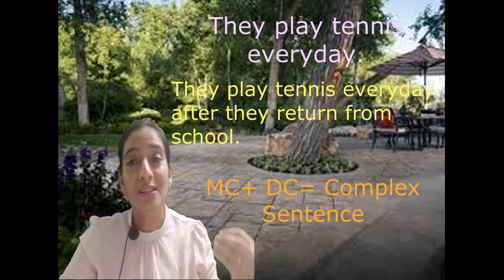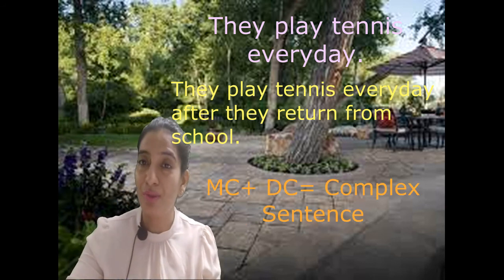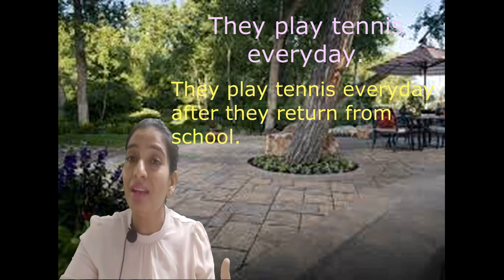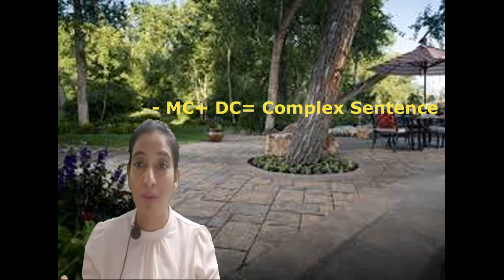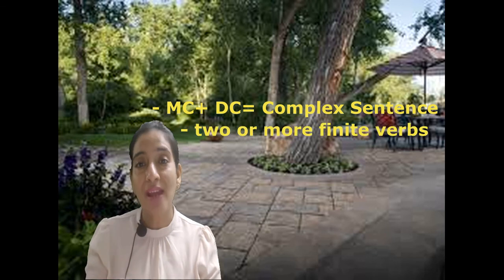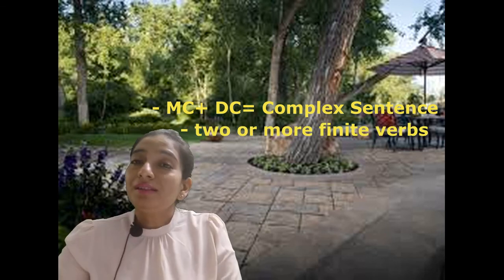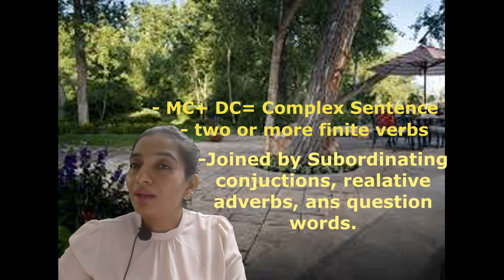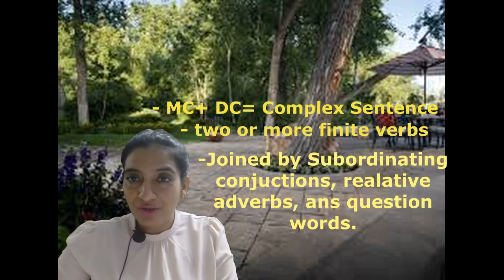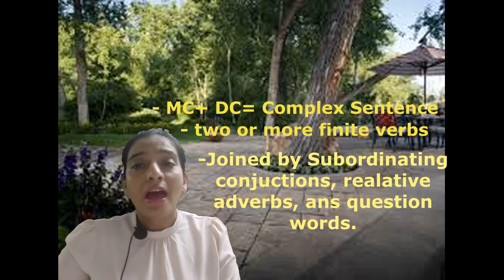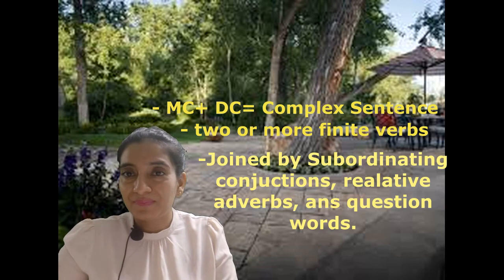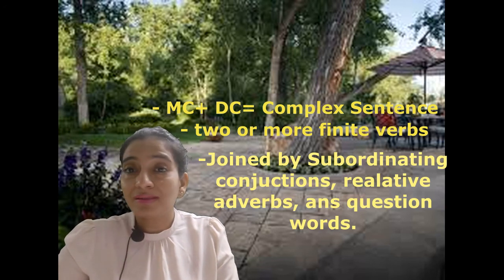So if we join this dependent clause to a main clause, it becomes a complex sentence and then it gives a complete meaning. So we can say that if you join a main clause to a dependent clause, it is called a complex sentence. It has two or more finite verbs. These dependent clauses are joined with main clauses with the help of subordinating conjunctions, relative adverbs, relative pronouns, and question words. And therefore they have different names. They're called adjective clauses, adverb clauses, and noun clauses.